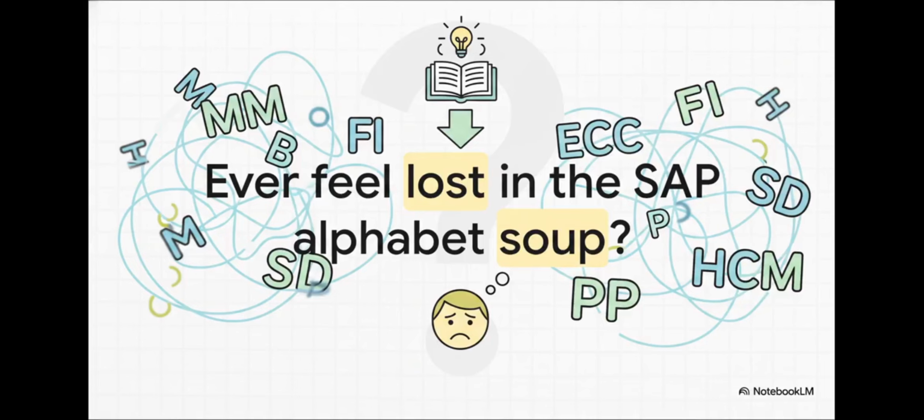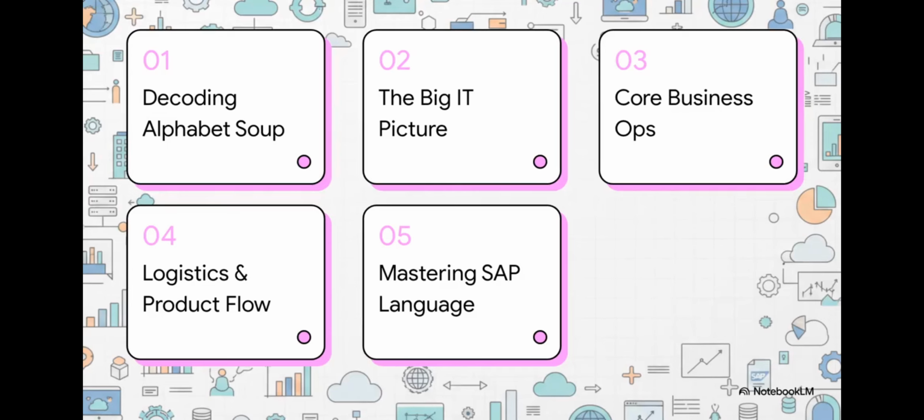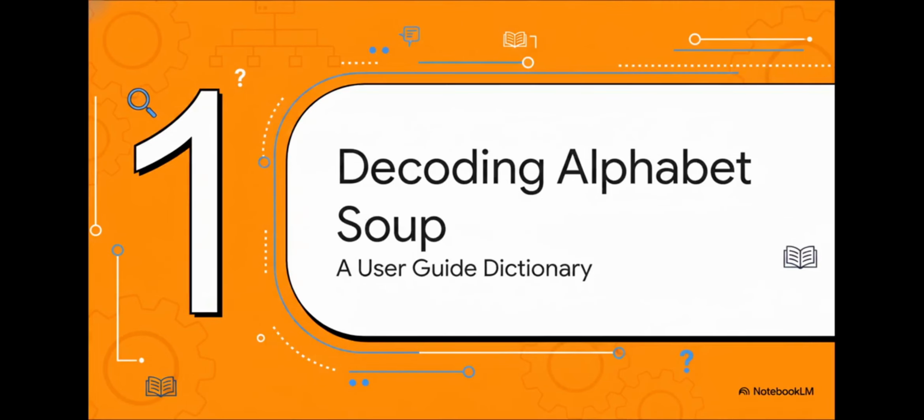We're going to clear up that alphabet soup today and give you the tools to understand exactly what is driving your company's operations. All right, here's our game plan for today. First, we'll cover decoding SAP alphabet soup. Then we'll look at the big IT picture. After that, we'll hit core business operations, move right into logistics and product flow, and wrap it all up with mastering the SAP language. So, part 1, decoding SAP alphabet soup.